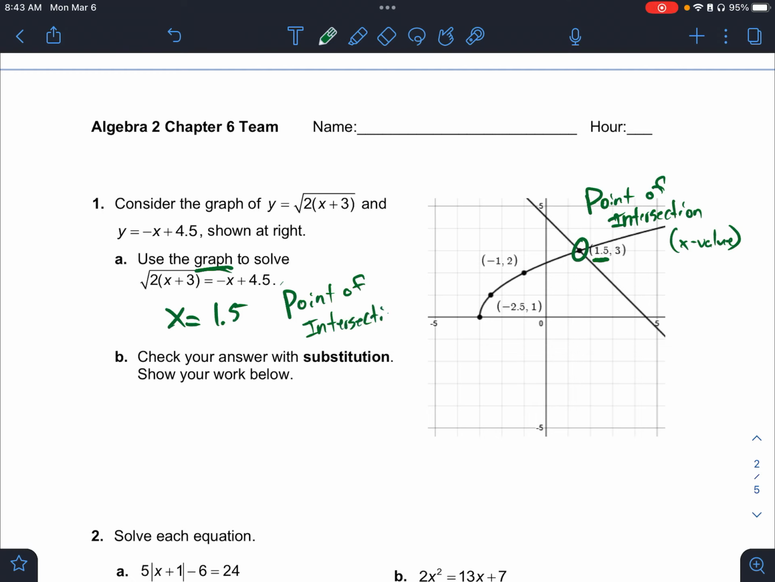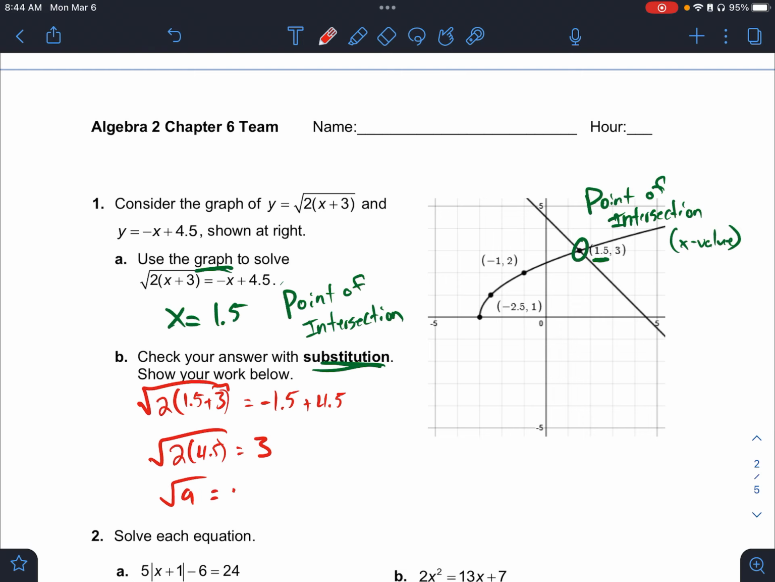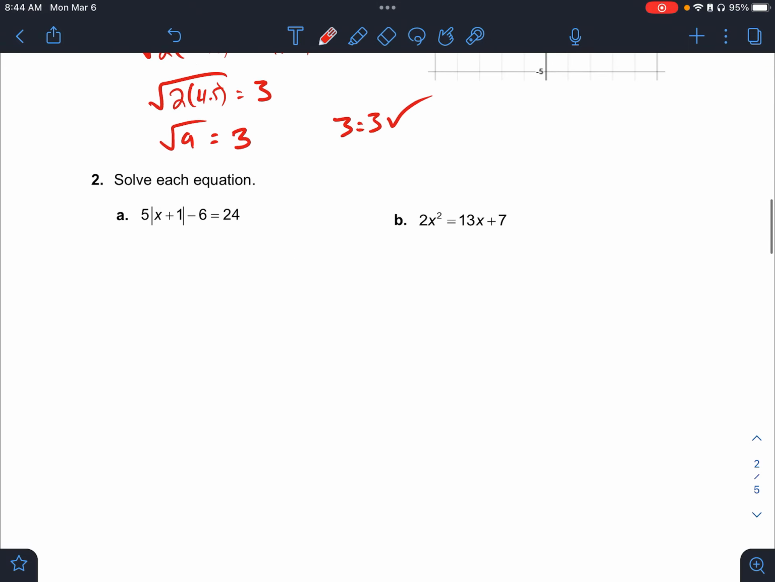And then substituting should be also very easy for us. We're just plugging that in. So here then I have the square root of 2 times 1.5 plus 3 is equal to negative 1.5 plus 4.5, and I'm just solving. So combining, I have 2 times 4.5. This just combines to be 3. 2 times 4.5 is 9, and 3 is equal to 3. Check. All we're doing there is just checking to make sure that our point of intersection, that 1.5, actually works in our equation.